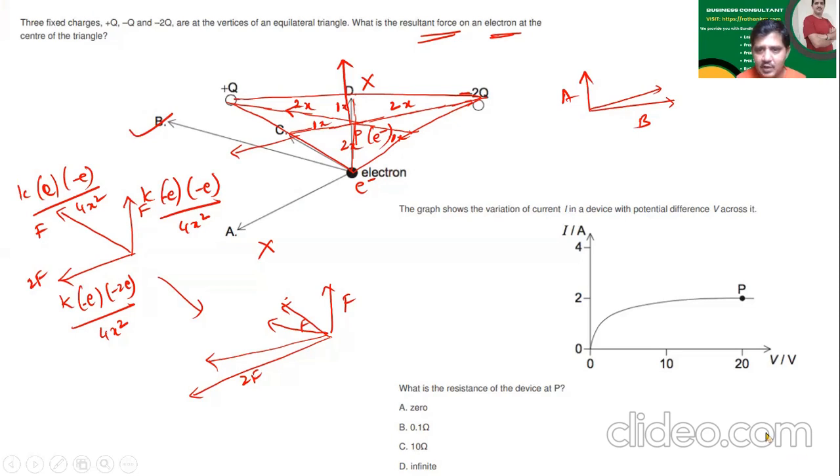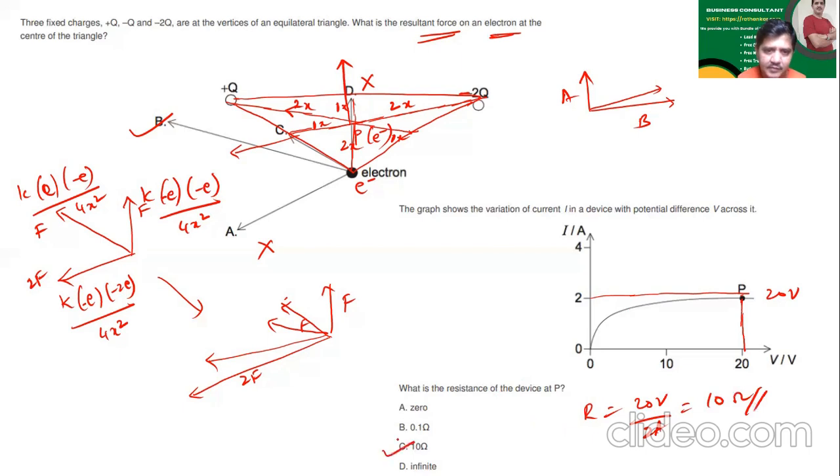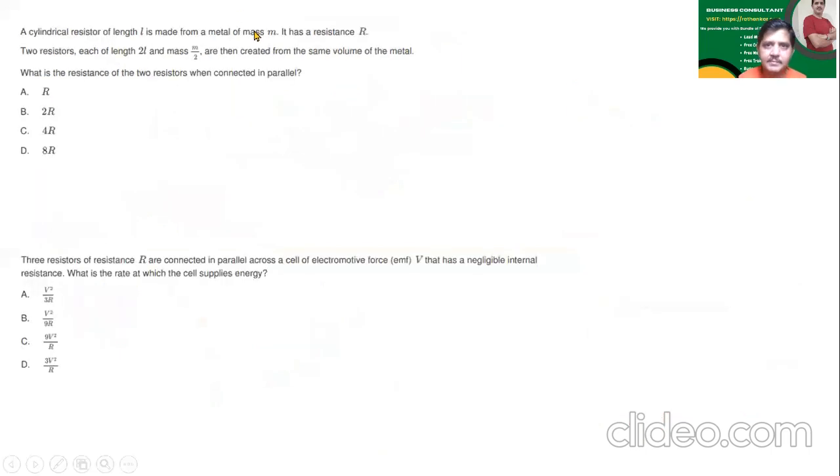Okay, now let us move on to the next one. The graph shows the variation of current I in a device with potential difference V across it. What is the resistance of the device at point P? Resistance. Drop a perpendicular here, drop a parallel over here. Now, what is the voltage at point P? Point P, it is nothing but 20 volts. What is the current here? 2 amperes. So what should be your resistance? 20 volt divided by 2 amperes, which should be equal to 10 ohms. So the answer should be 10 ohms. Simple problem. Then, next.